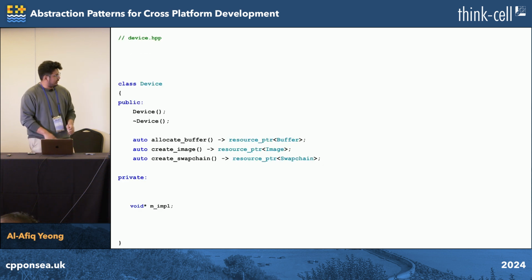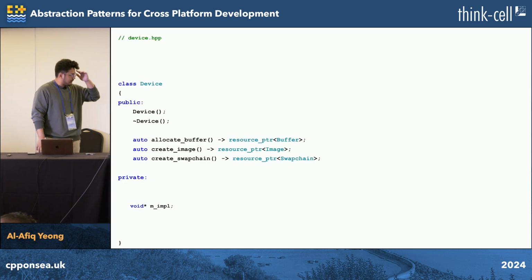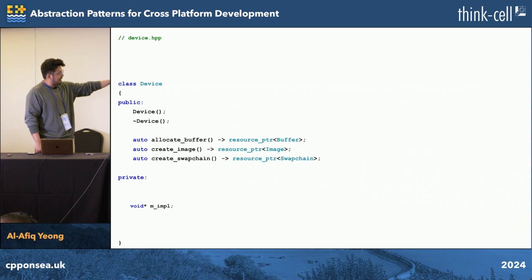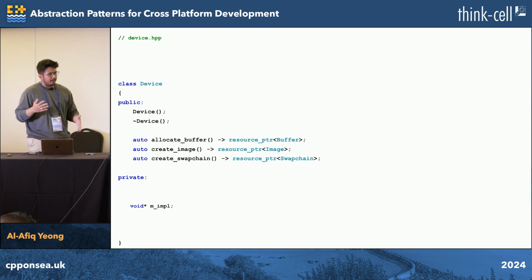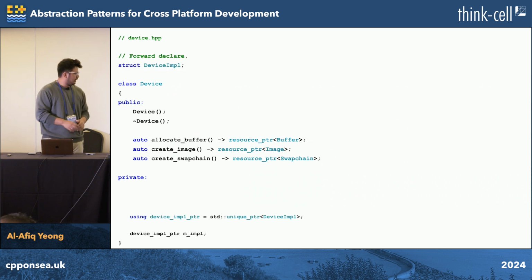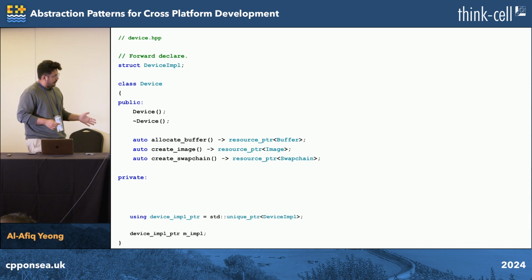So this is how it will look like, right? This is our interface, which is a device. We have all of the methods over there. And then notice that in the private segment, we have a void pointer that will be the pointer to our implementation. But the use of void pointer is often not encouraged in the industry. So we're going to swap that out. We're going to use the forward declared implementation object instead. And then we're going to wrap it up in a std unique pointer to have its lifetime properly managed.